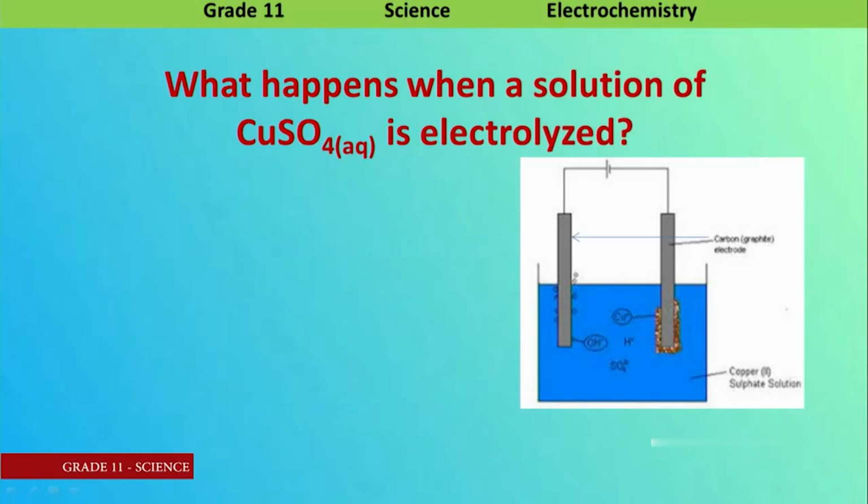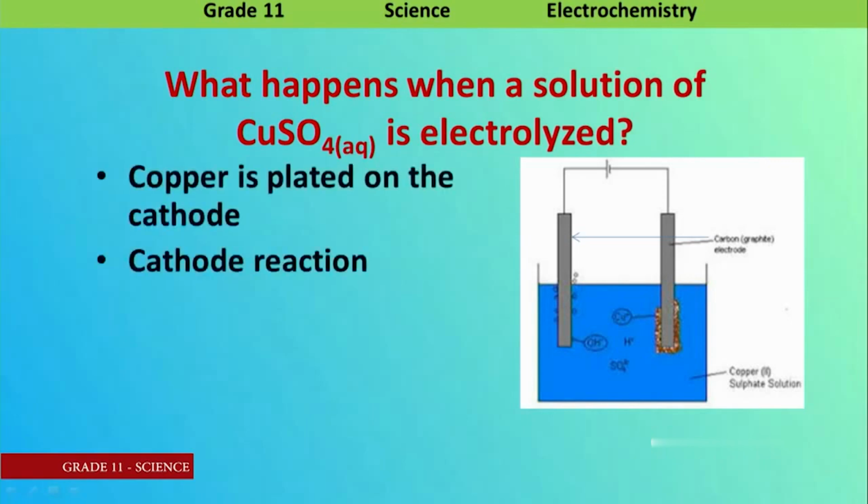You know the available ions in the aqueous copper sulfate solution. What are the available ions, children? Copper ions, sulfate ions, hydroxyl ions and hydrogen ions. From those ions, negative ions are attracted towards the anode and positive ions are attracted towards the cathode.